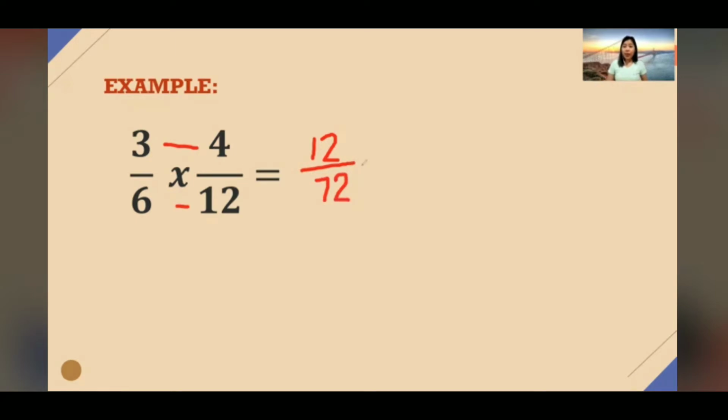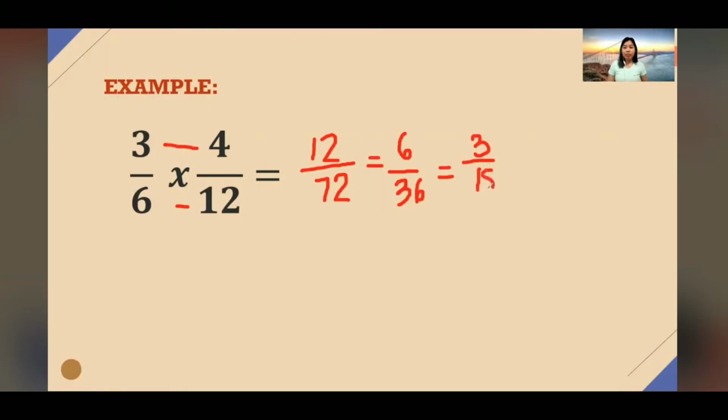So let us start with 2. 12 divided by 2 is 6. And 72 divided by 2 is 36. That's correct. Again, we will divide both the numerator and the denominator by 2, since they are both divisible by 2. So 6 divided by 2 is 3. And 36 divided by 2 is 18.